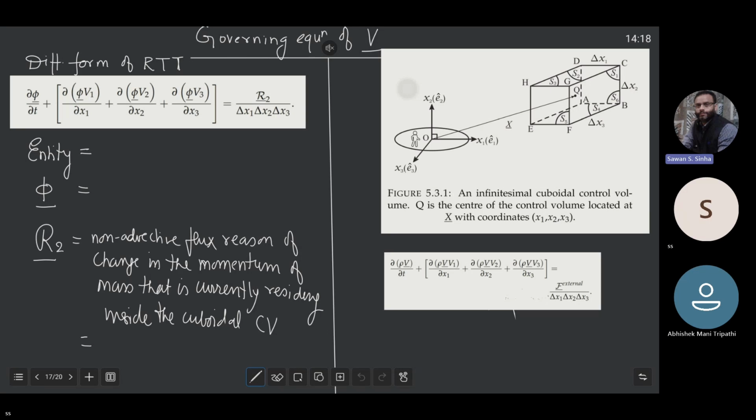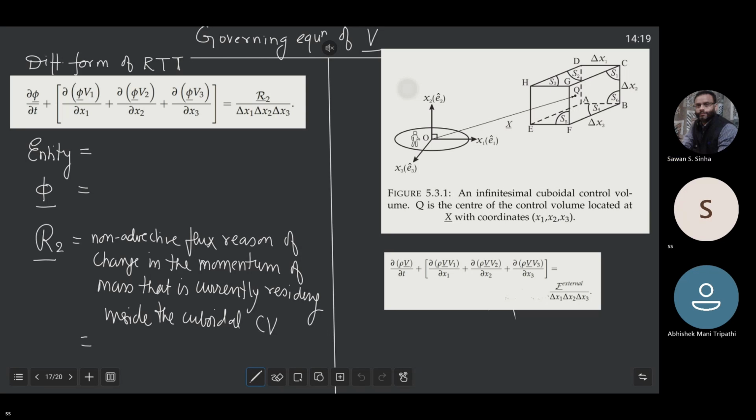And when it comes to energy, similar reasoning applies. If I keep this much energy in a container and come back a little later, all taps closed, it would have changed if somebody has done work on it, and it can also change if somebody has added heat to it. So when the entity is energy, R2 becomes W dot plus Q dot. That's what I wrote. Such is the idea.